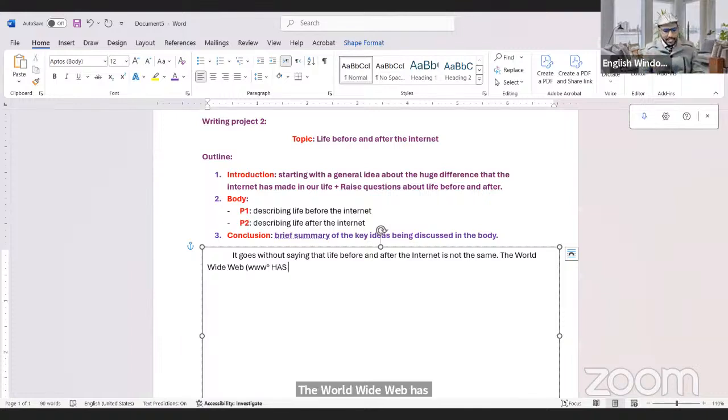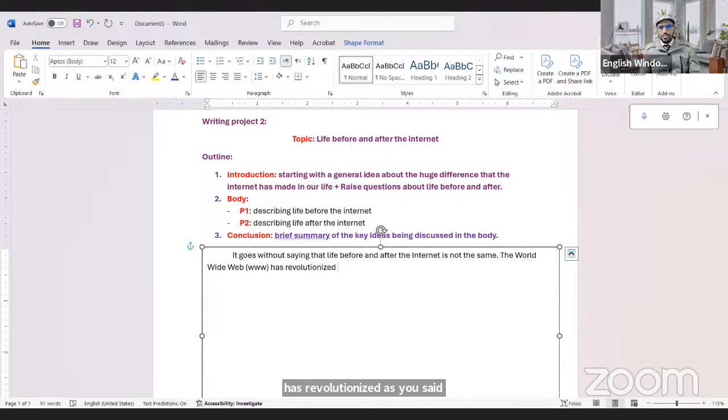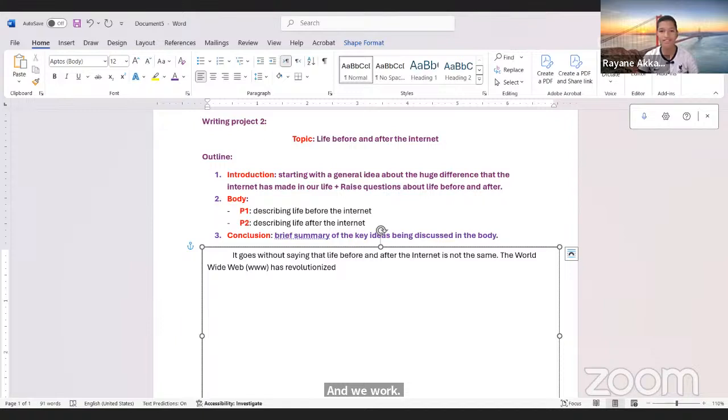The World Wide Web has, as you said, revolutionized what? The way we live and the way we work. The way we live has got a name, a term. It has got a name: our life, lifestyle. Lifestyle, right, very good. هذه الأهمية ديال writing.